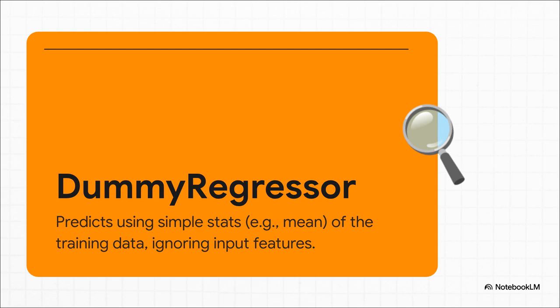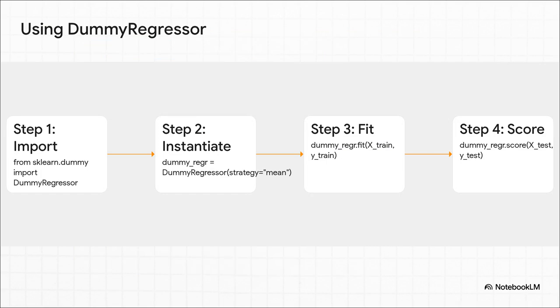And here's the key takeaway. If your fancy, complicated model can't even beat that simple guess, well, you've got a problem. It's our essential common sense check. And check this out, putting it into practice is a piece of cake. It's just 4 simple steps. You import it, create it. Here, we'll tell it to just use the mean, fit it to the training data, and then see how it scores on the test data. Boom. Done. We have our benchmark.